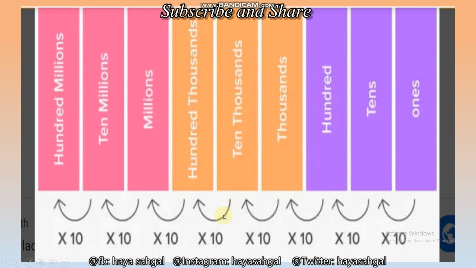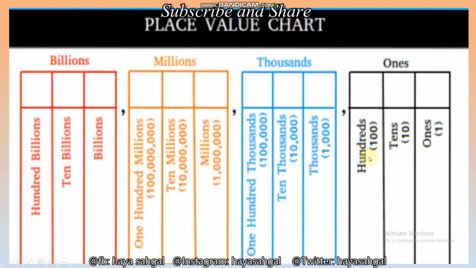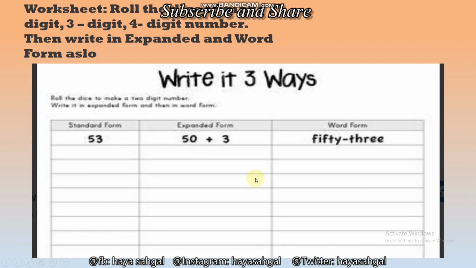Here is the chart. If you remember from the last time, with each next column, we are multiplying by 10, right? So remember the group of ones, group of tens, millions and billions. So you can write the words in the given expanded, standard and word forms.